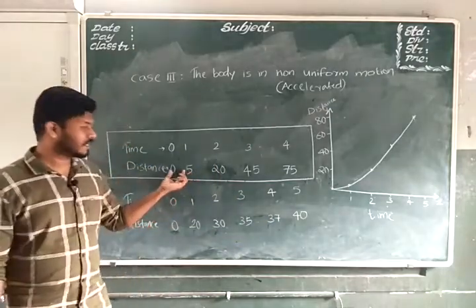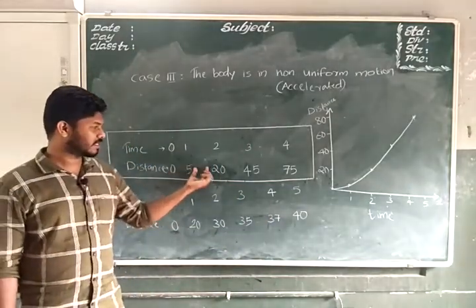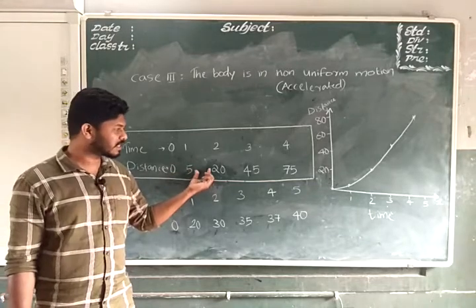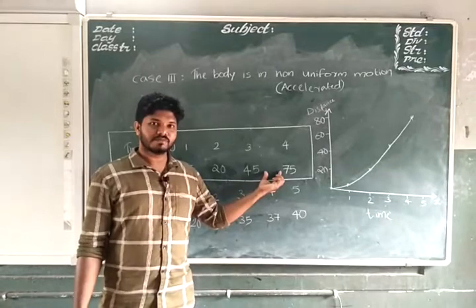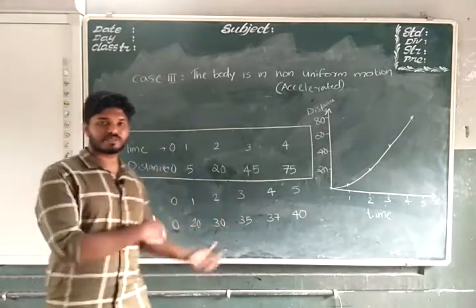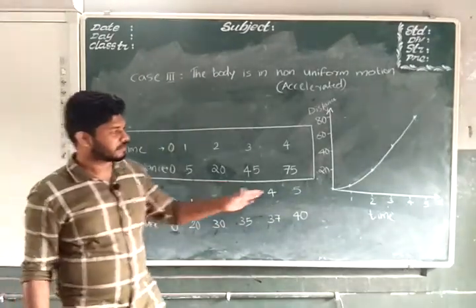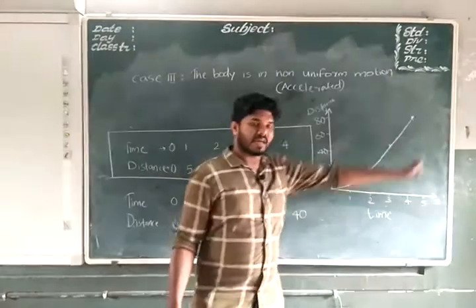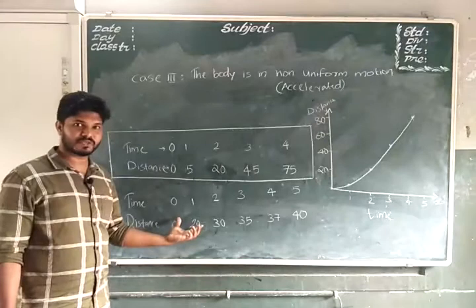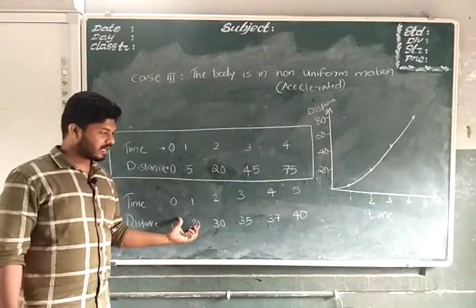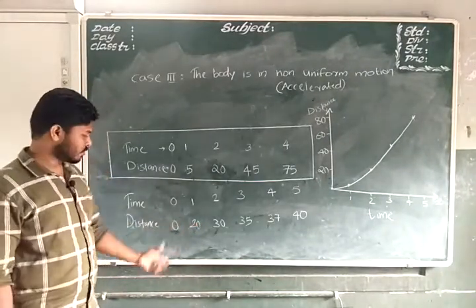See here we have 5 meter per second, here we have 15 meter per second, here we have 25 meter per second, here we have 30 meter per second. The speed is increasing, therefore we get an accelerated curve. And now here we have a retarded motion, that is the speed is decreasing. Let's draw the curve of this motion.